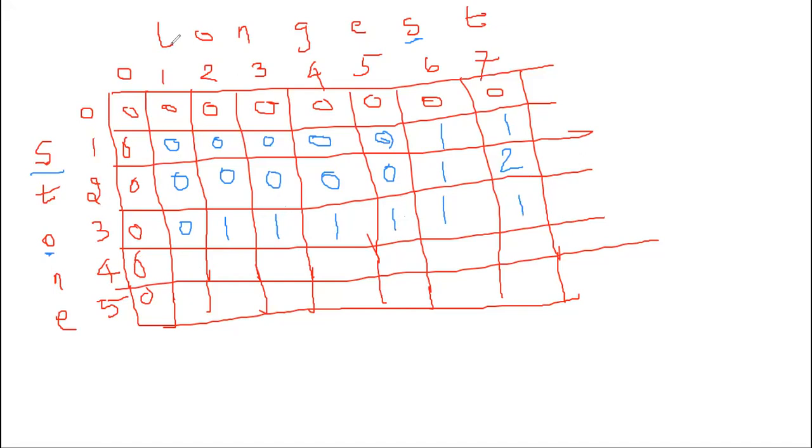Next, N is compared to L. There is no match, so take the maximum. N is compared to O. There is no match, so take the maximum, 1. Next, N is compared to N. There is a match, so I should write diagonal plus 1, which is 2. Correct. Next, N is compared to Z. Is it a match? No match, so just take the maximum. Then again, just write the maximum. Is it okay? Do you understand this?